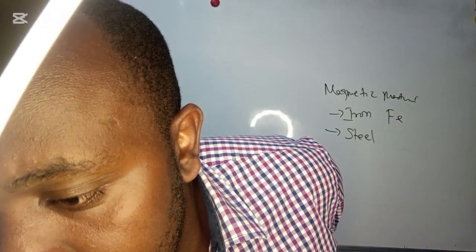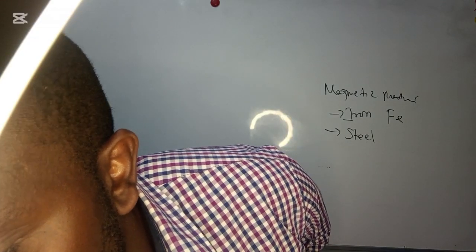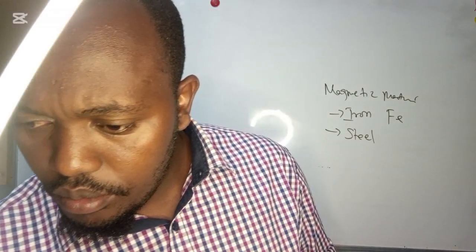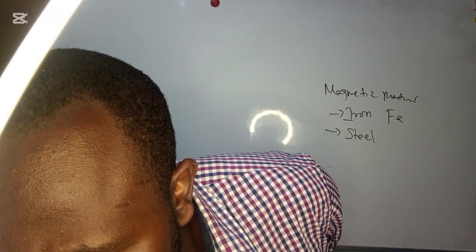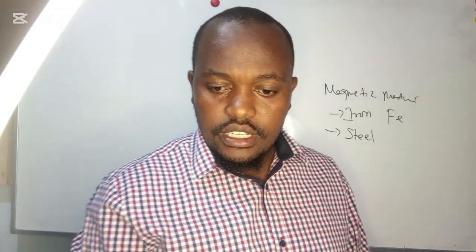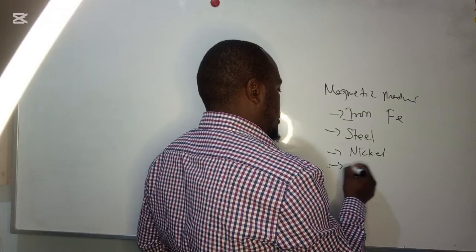Let us look at another magnetic material. Is it brass? Magnetic materials. There is iron. Yes, there is nickel and cobalt. Nickel and cobalt.